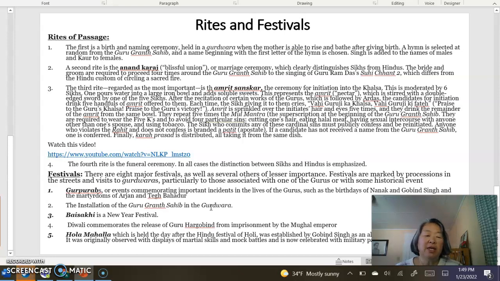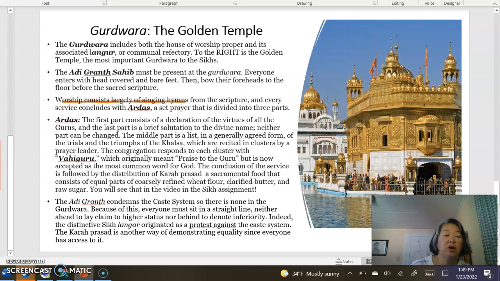Okay, that's it. You know about what they believe in, who the founder was, the different rites and festivals that they have, where they worship, what their text is like. So I think you have the basic nuts and bolts of what Sikhism is.